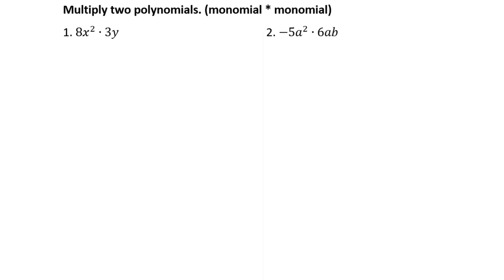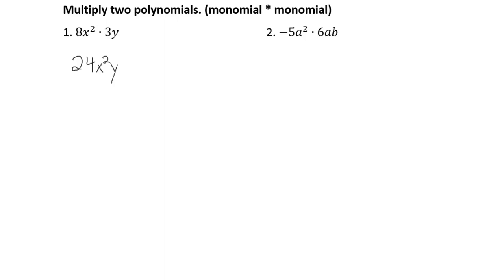All right, so here we're going to multiply these two. First focus on the numbers. 8 times 3 gives you 24. x squared and y give you x squared and a y. No power changes there because it's x times x and y, which becomes x squared y.